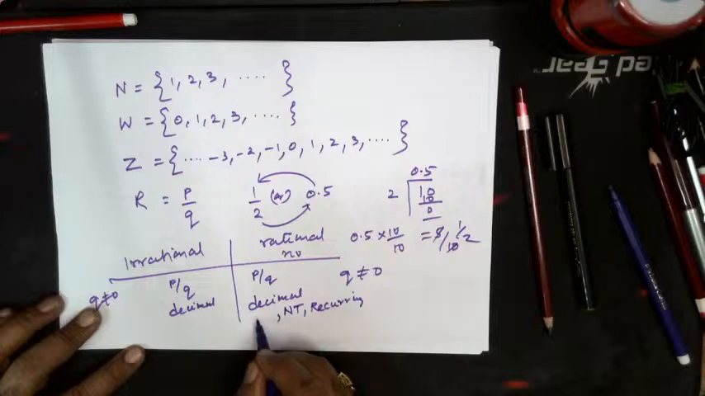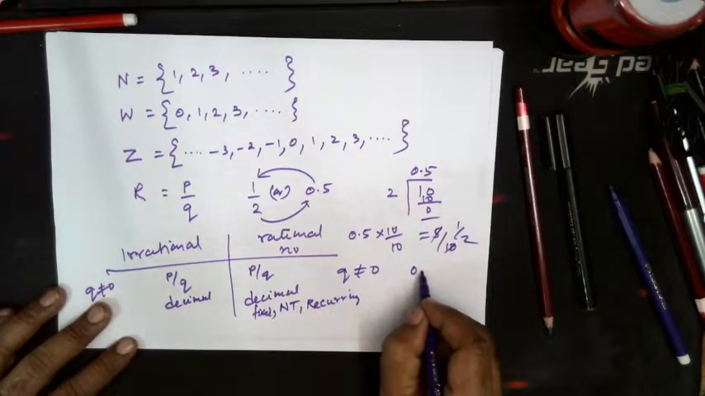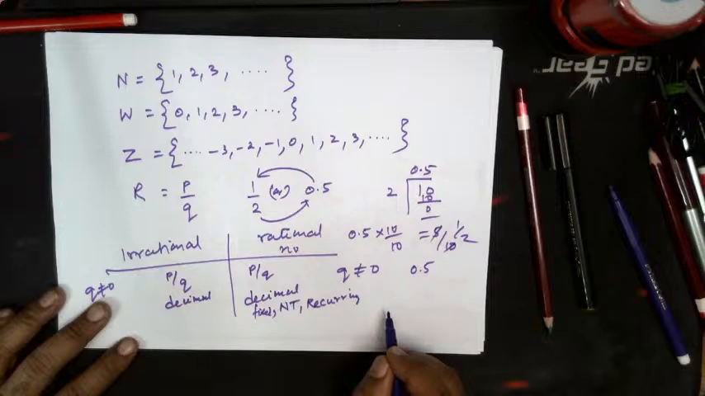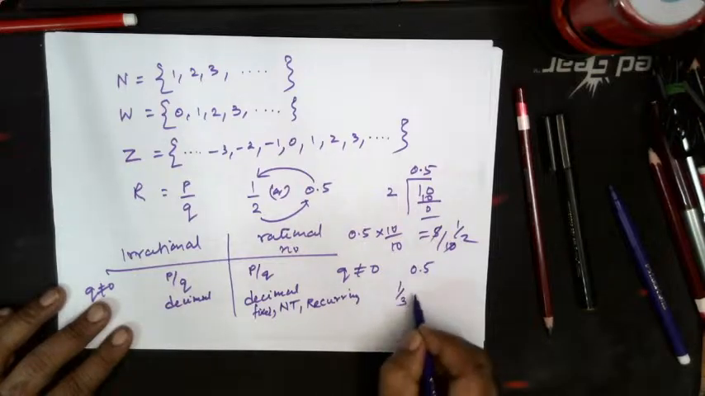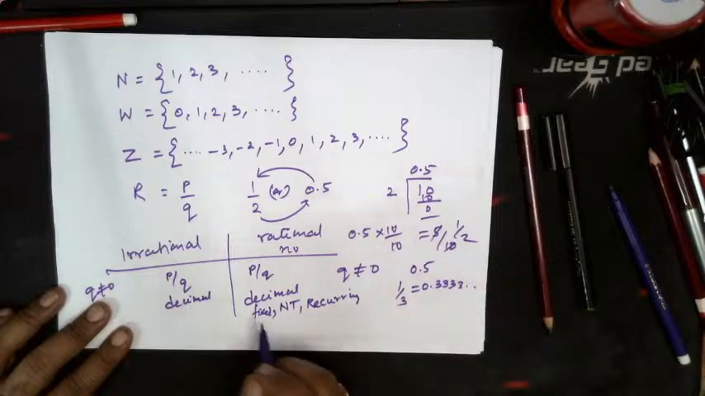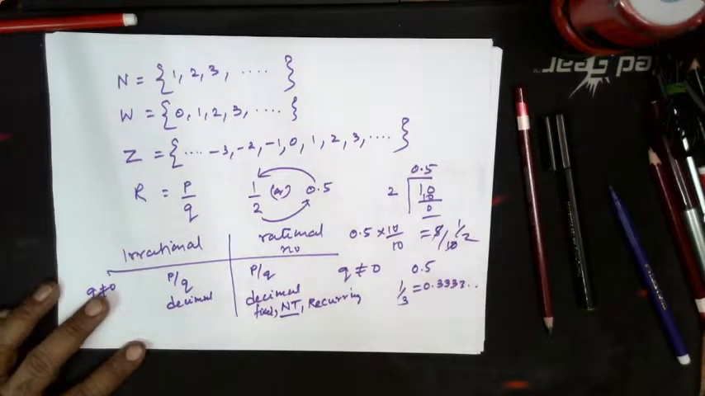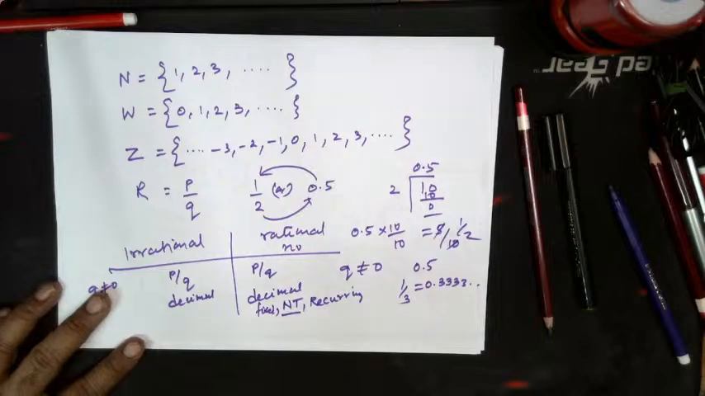Or fixed. It means you can mention this as 0.5. And when you divide 1 by 3, it becomes 0.3333, etc. It goes on. So non-terminating. Are you able to understand? Non-terminating. In this case, it is fixed decimal.